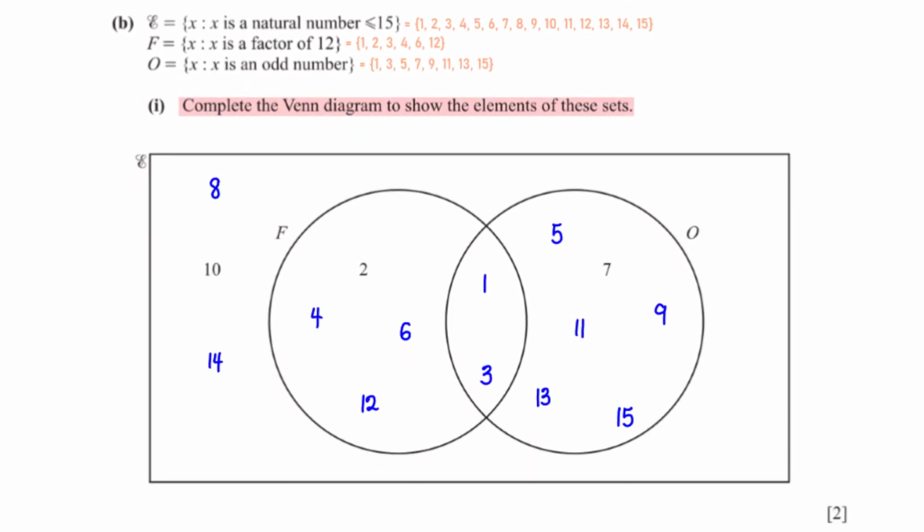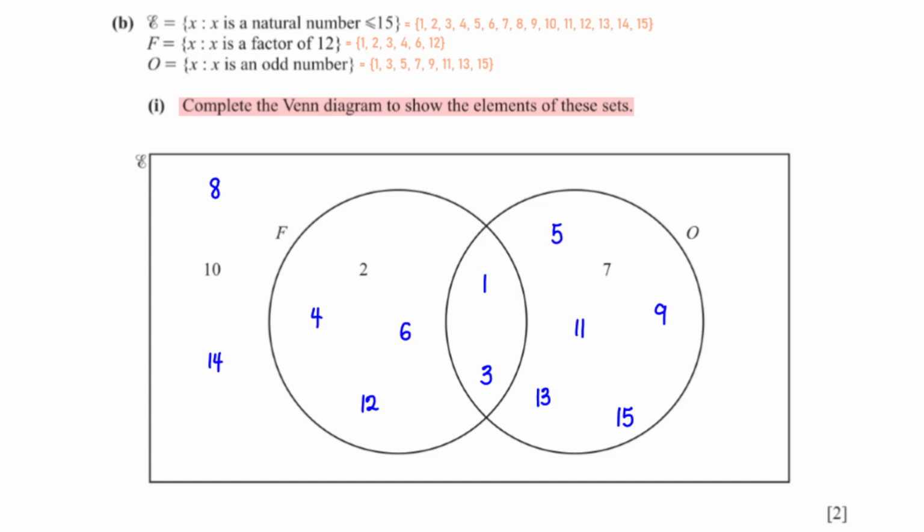Complete the Venn diagram to show the elements of these sets. First, we need to list the elements in the universal set, set F and set O. From these lists, we see that the elements common to sets F and O are 1 and 3.